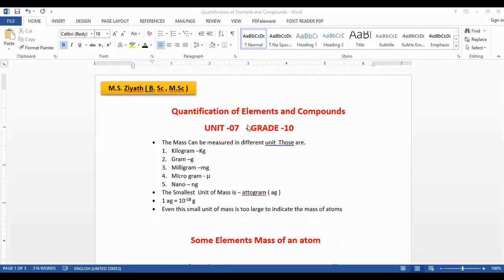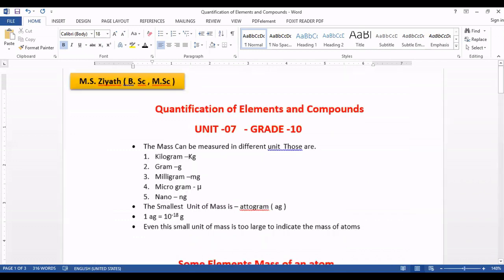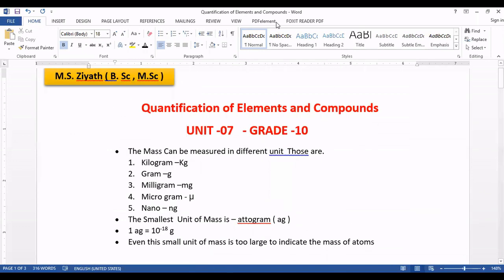Chapter number 7, grade 10, is one of the important chapters, and one of the very difficult chapters that people think is the easiest chapter. Lots of people are confused about this unit, but don't be confused.